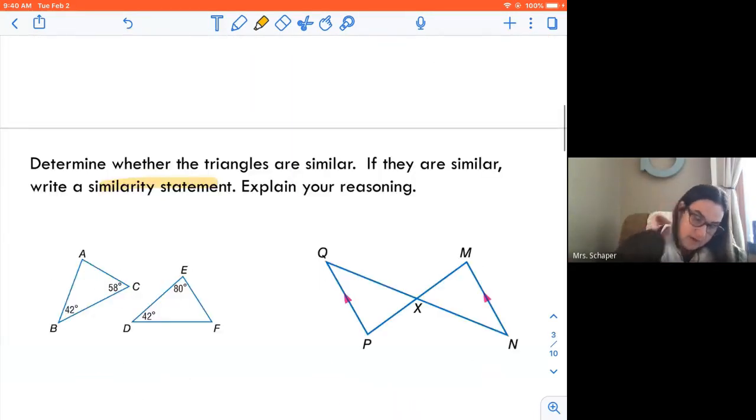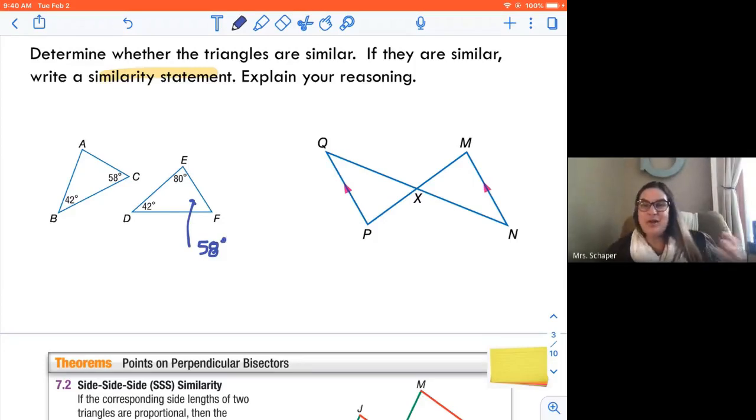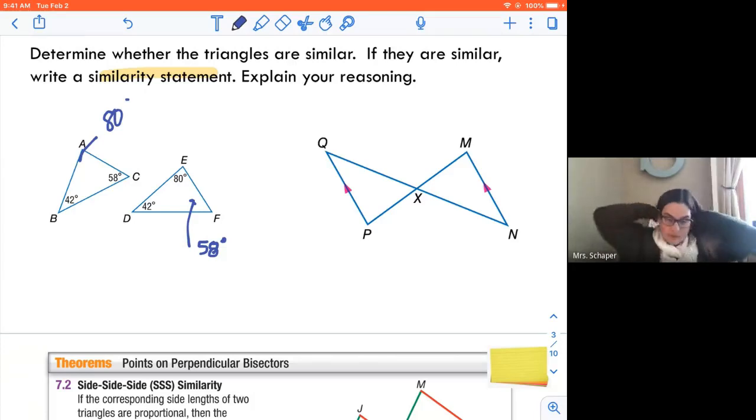So what I have here is E is 80, D is 42, which makes angle F 58 degrees. The reason I know that is because the triangle angle sum theorem says that all three angles have to add up to 180. And so 80 plus 42 is 122, plus 58 is equal to 180. So that has to be 58 degrees. When I look at this triangle, angle A has to be 80 degrees because 42 plus 58 is 100, plus 80 gets me that 180 degrees, okay? So these two triangles are going to be similar.